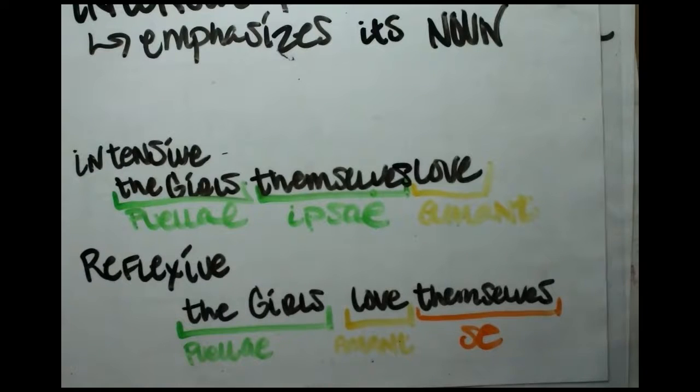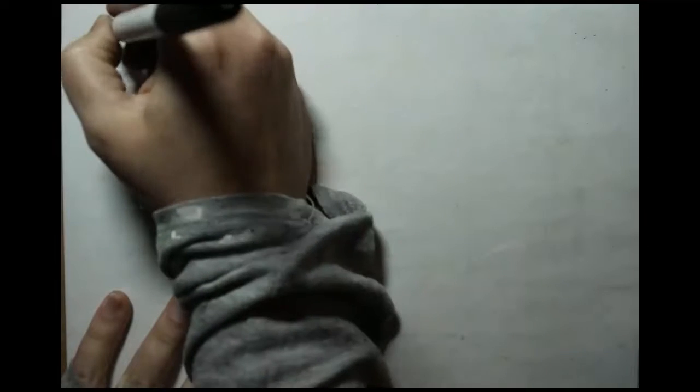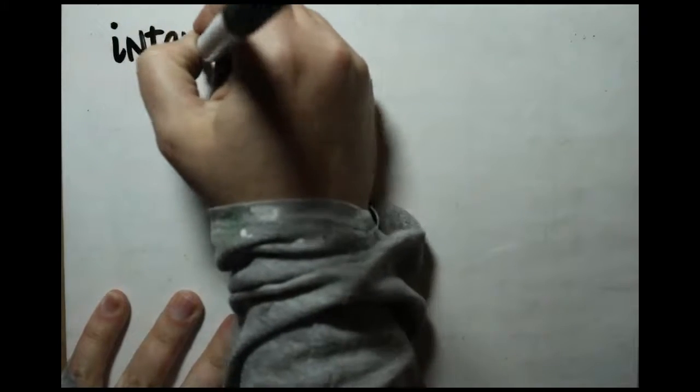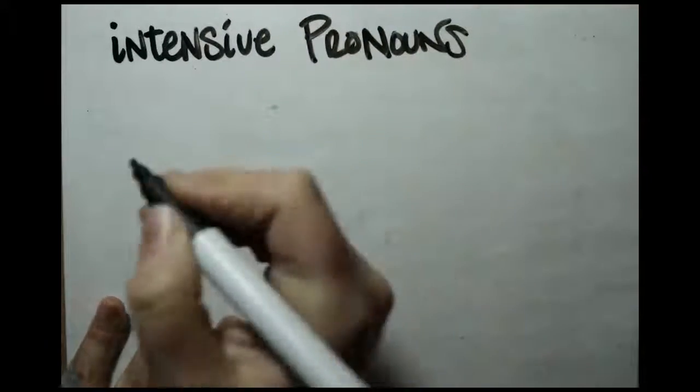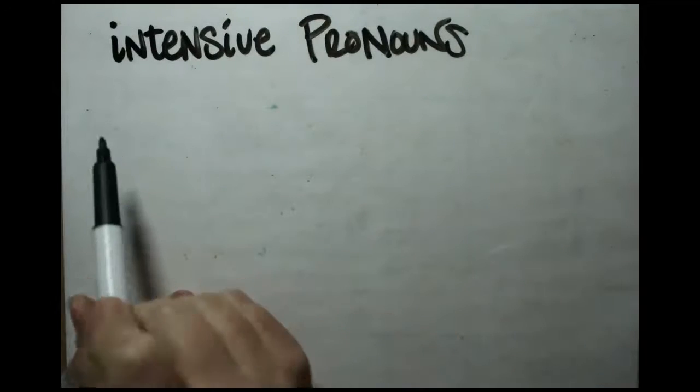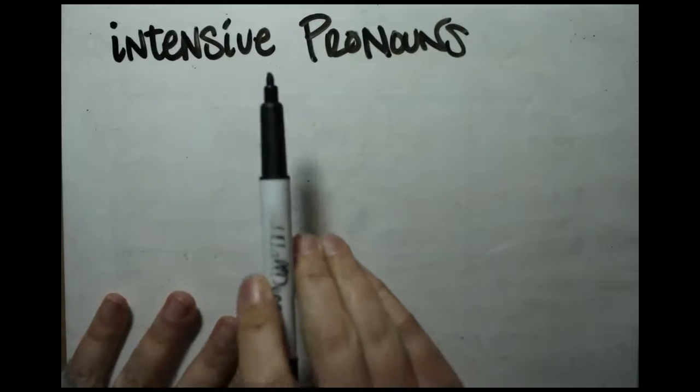Now how do these decline? The reflexive pronoun only has four forms, because it's an object referring back to the subject. The intensive form is more like an adjective, so it declines like an adjective. So we'll go ahead and put our intensive pronoun. I'm going to have singular on this side, plural on this side, and a column for masculine, feminine, and neuter in both.